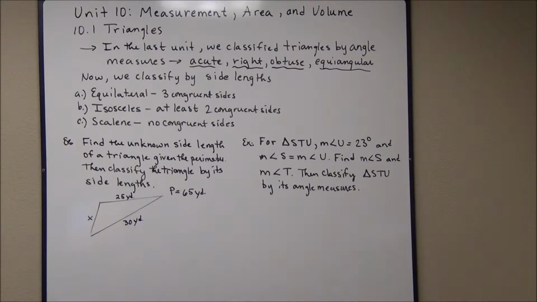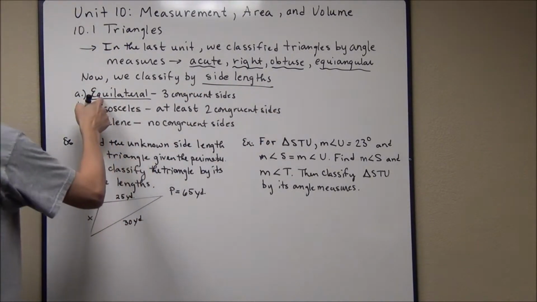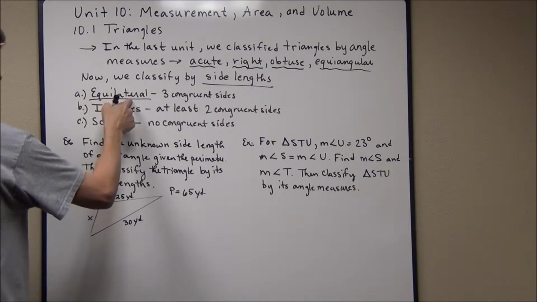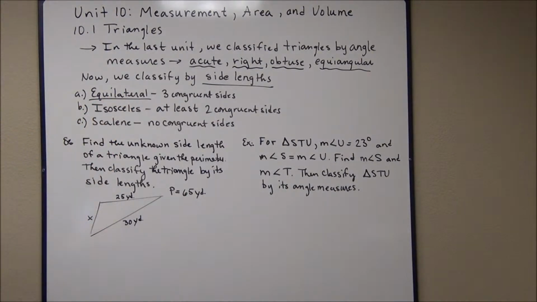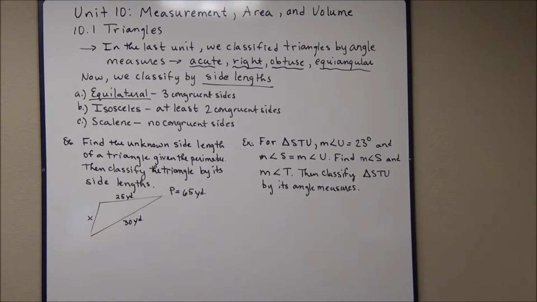Now we're going to classify them not merely by angle measurement, also by side length. So by side length we have the following. We have equilateral. Equilateral equals sides. Lateral means sides. It means all three sides are congruent. As it turns out, if you have an equilateral triangle, it's also equiangular and vice versa. They kind of go hand in hand.